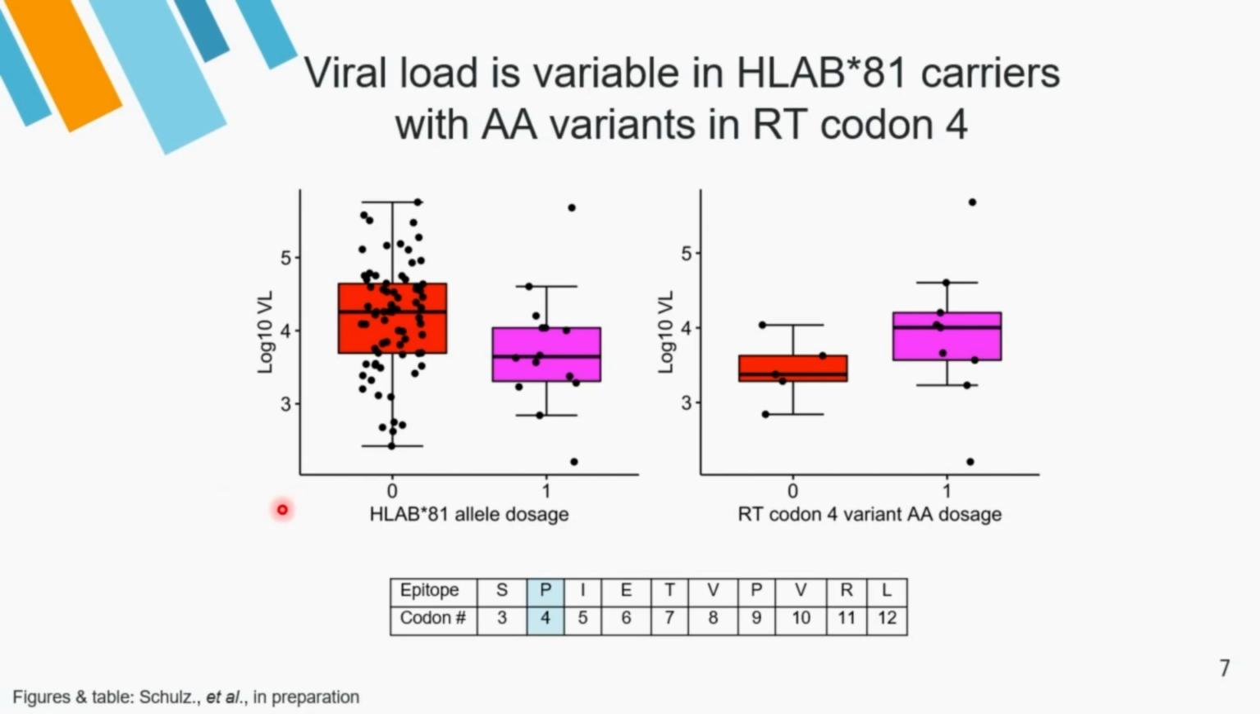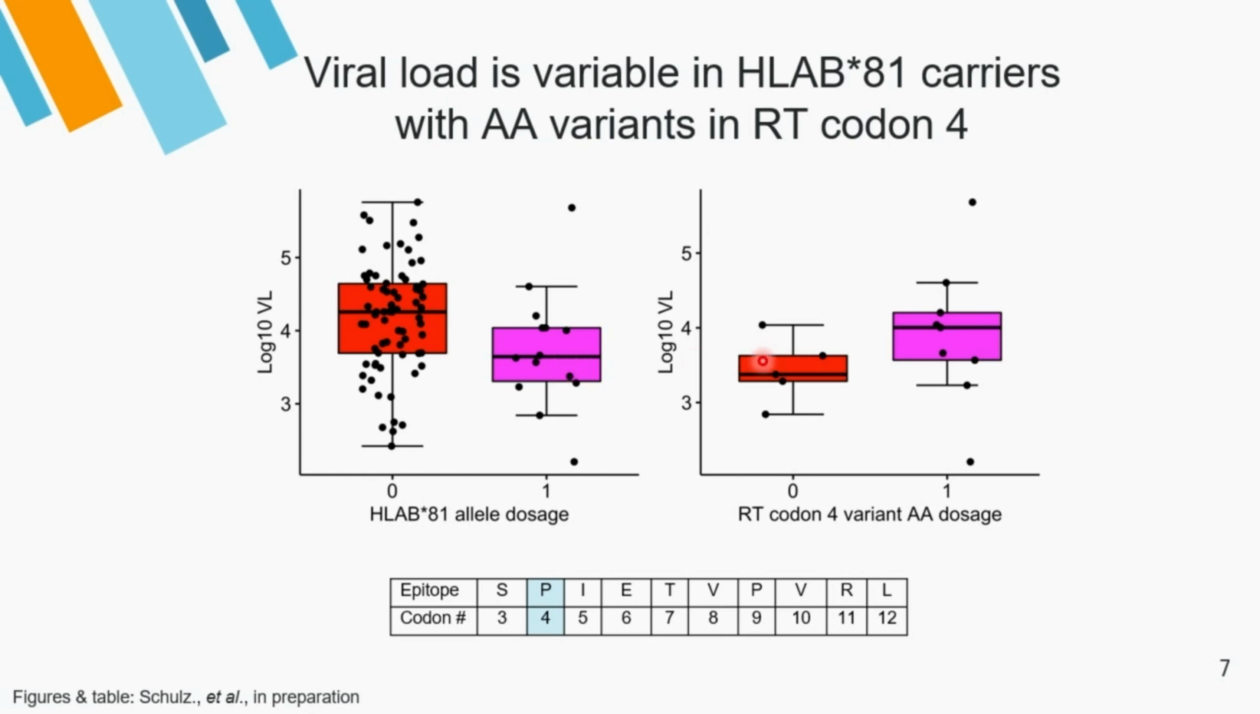So for these box plots, you have your log 10 viral load on the y-axis, and then either host allele dosage or variant amino acid dosage on the x-axis. And so in the first box plot to the left, we could see that individuals with 1 copy of the HLA-B81 allele tended to have lower viral loads than individuals without. We didn't have anyone that was homozygous for it.